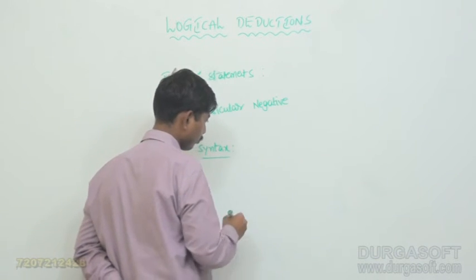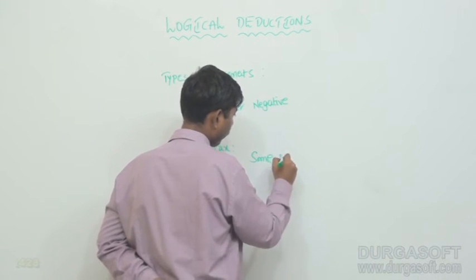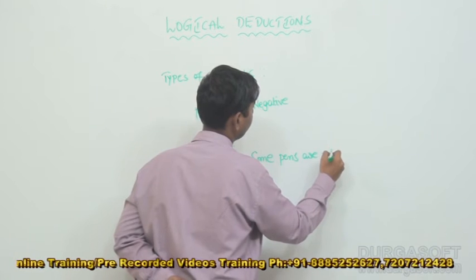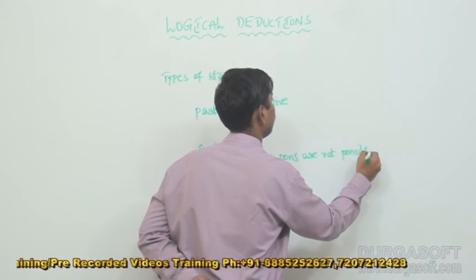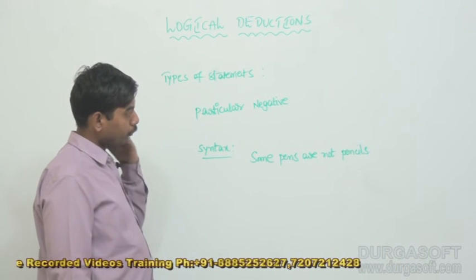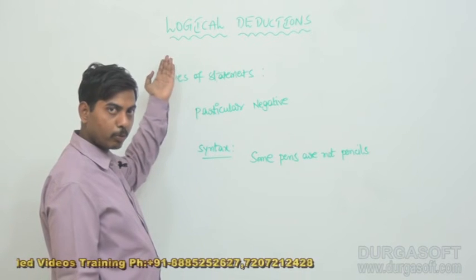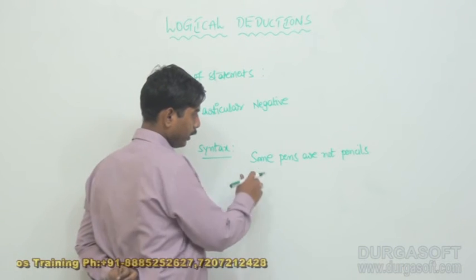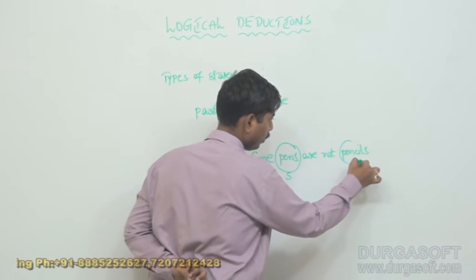Some pens are not pencils. Some pens are not pencils means these kinds of statements, this is also one of the statements. These kinds of statements we call by the name particular negative. In this statement, what is the subject? In this statement, subject is pens, predicate is pencils.